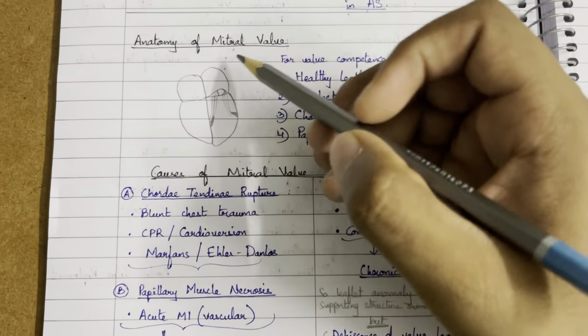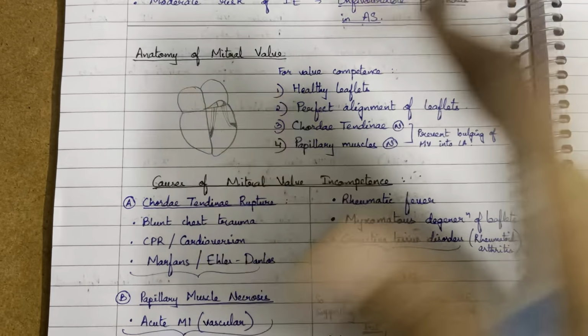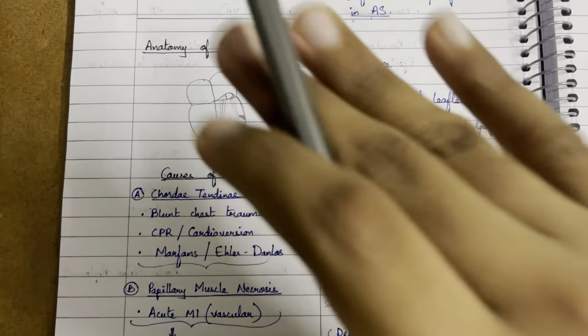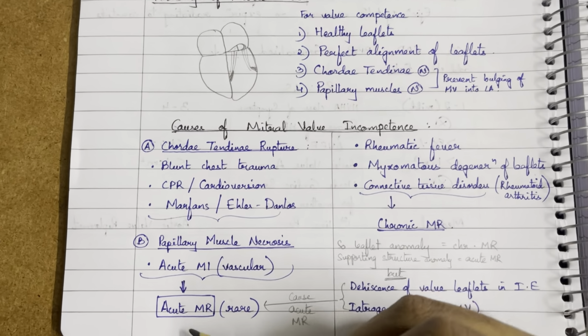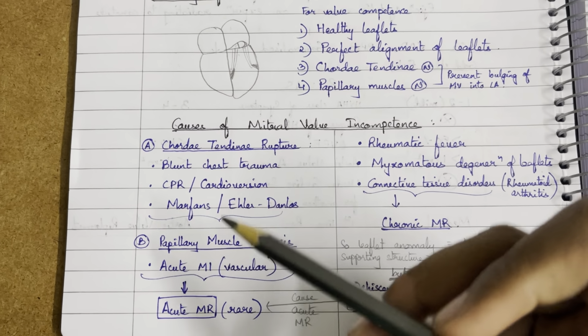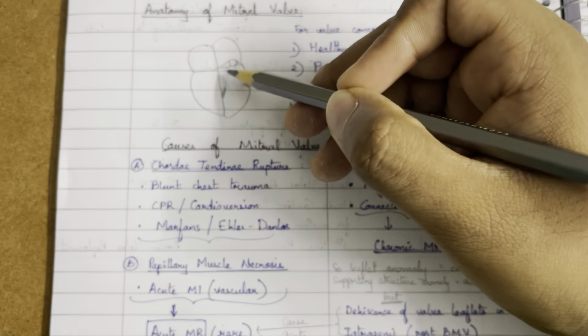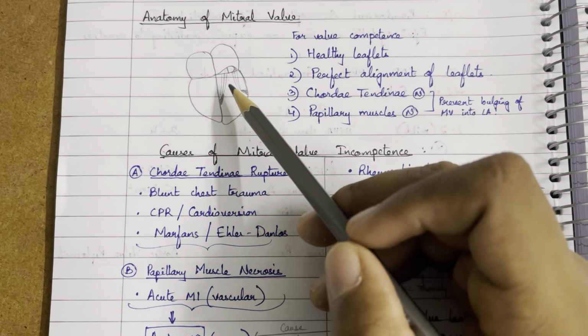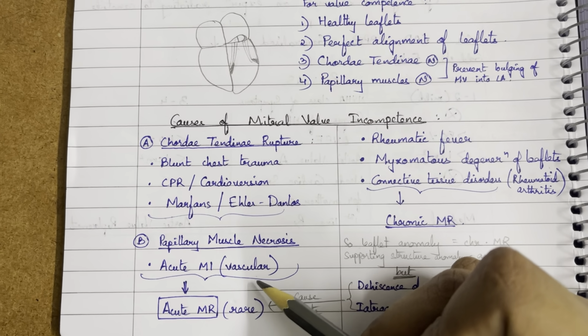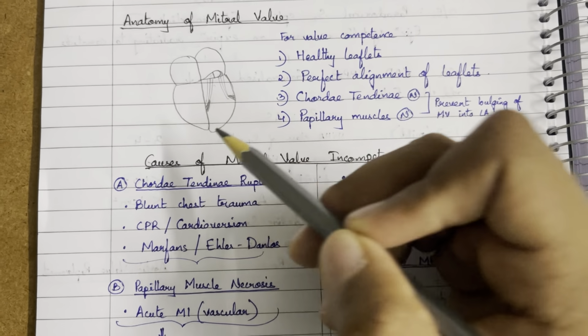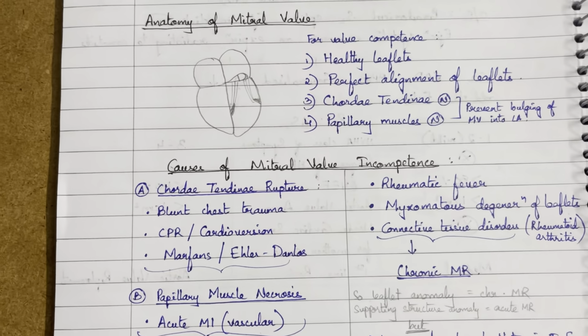Okay, so chordae tendineae rupture. When can it happen? When there is blunt trauma to the chest, when you're doing CPR. Okay, when there is any Ehlers-Danlos or Marfan syndrome, this can cause chordae tendineae rupture. Okay, connective tissue disorders, so Marfan, Ehlers-Danlos, blunt chest trauma, CPR. So papillary muscle necrosis, again acute MI. So it can cause necrosis of papillary muscles. So these are the causes.